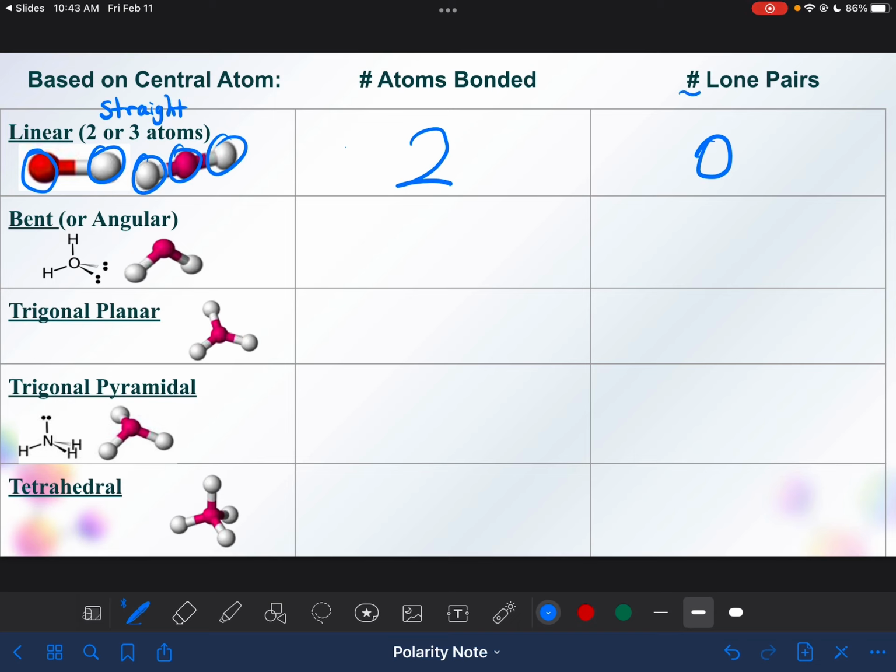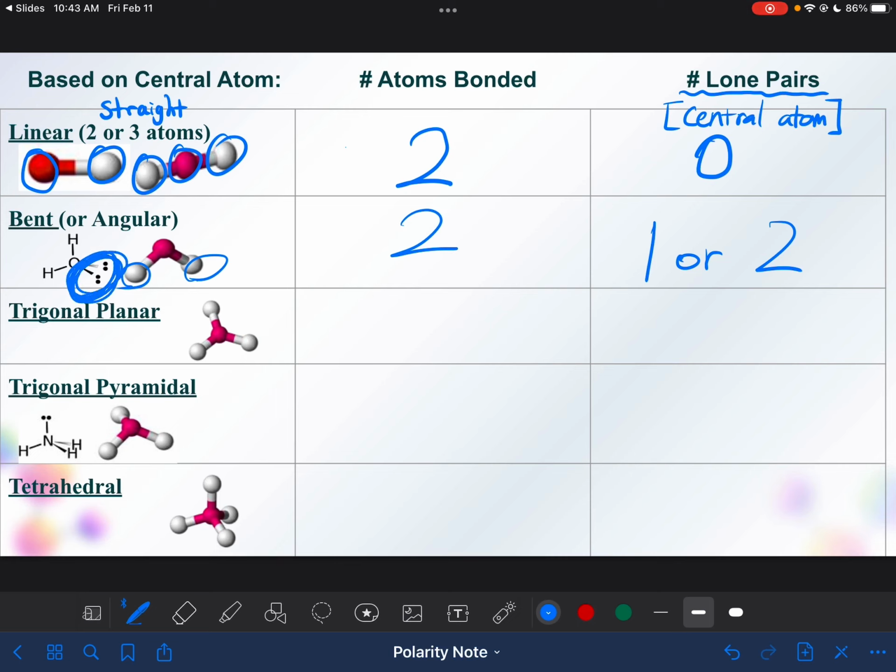Now, if I'm asking you about lone pairs, this is focusing on the central atom. Keep that in mind when you're doing this. Now, bent, on the other hand, has 2 atoms bonded. But also, we have 1 or 2 lone pairs. And when I say lone pairs, I'm talking about these right here.